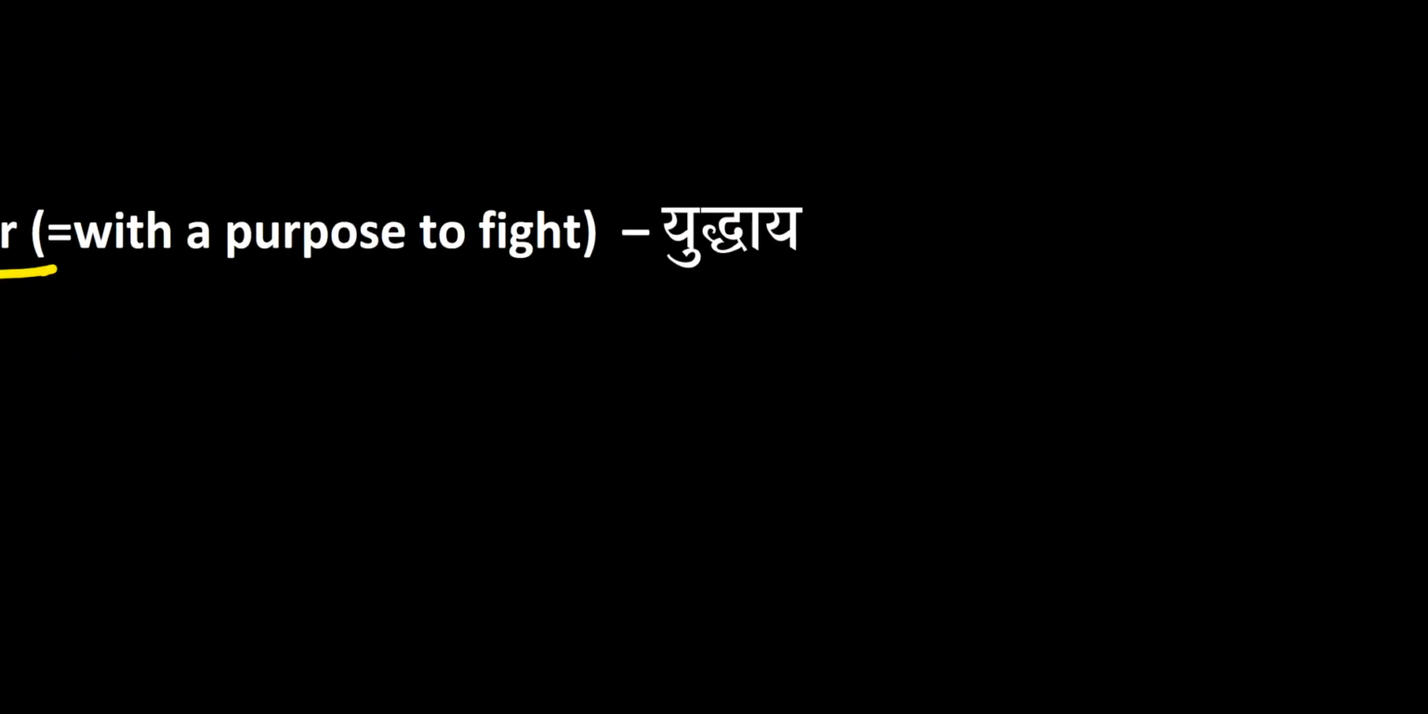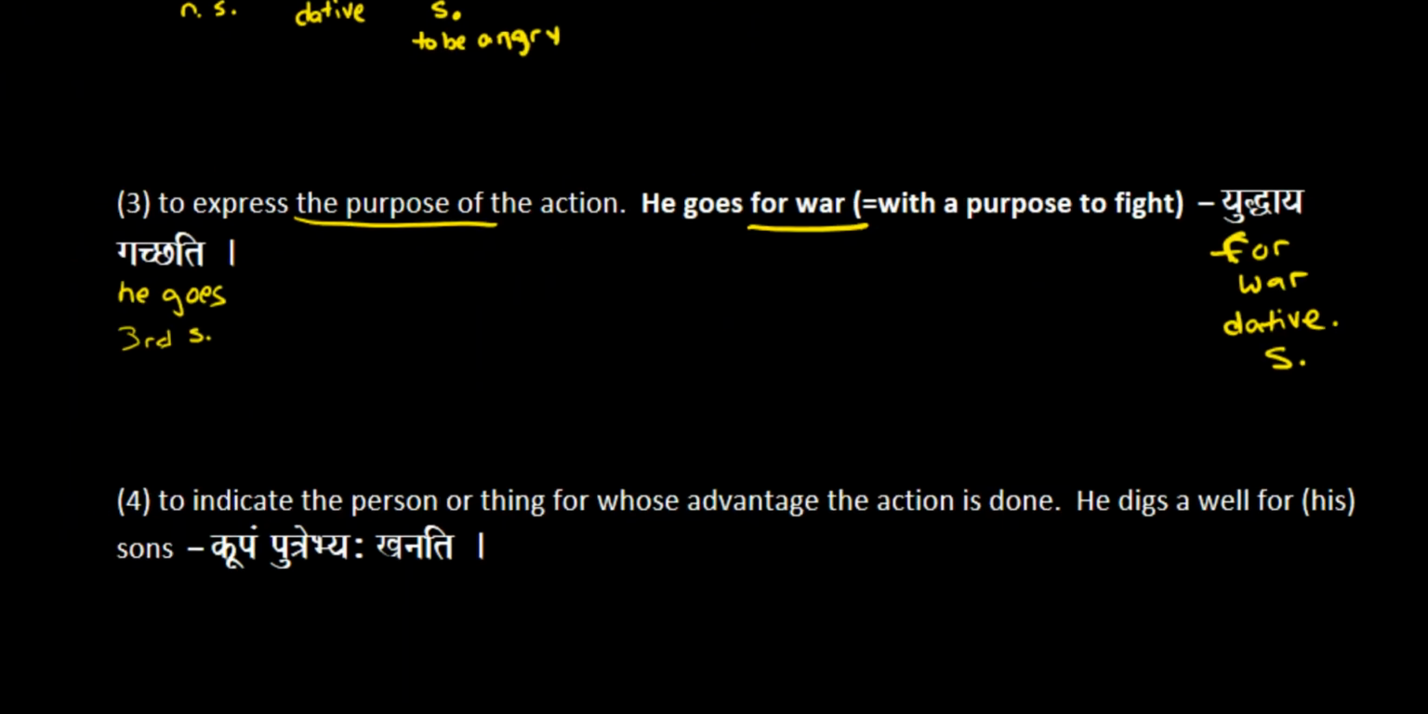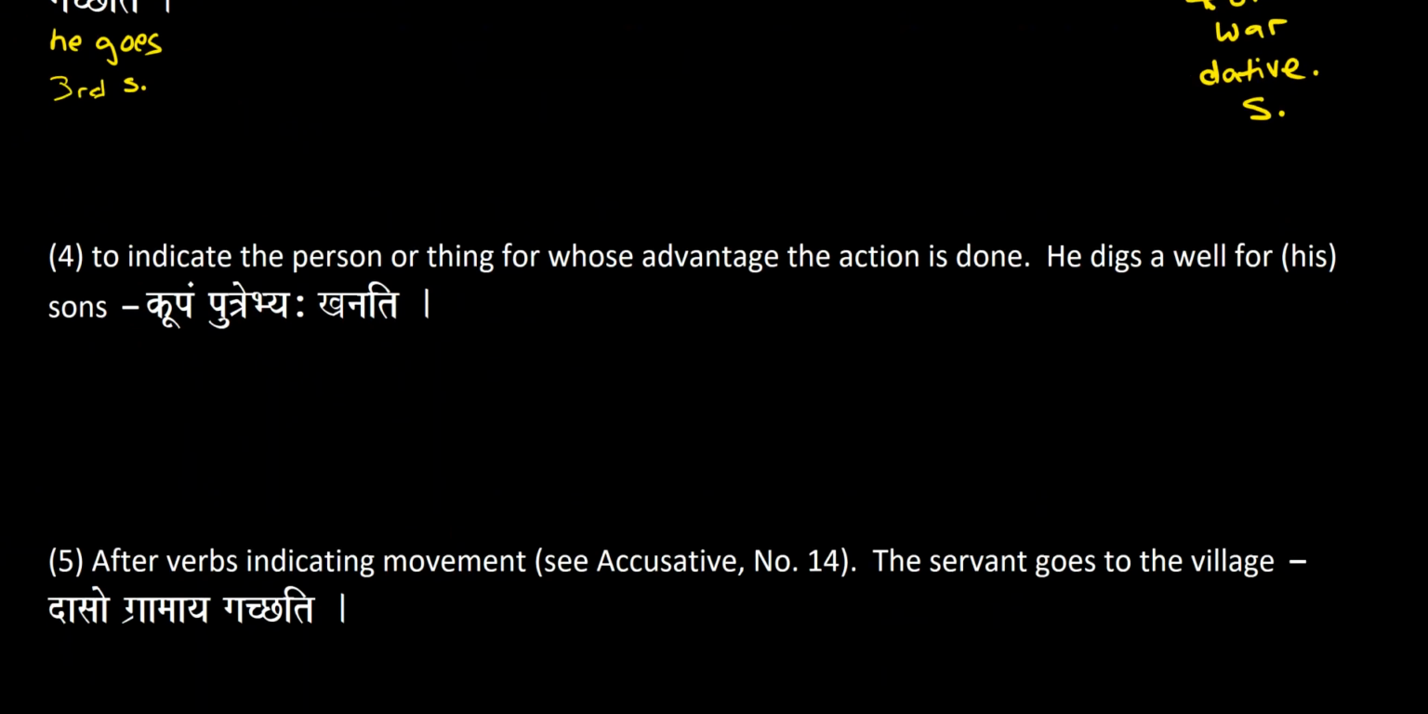And then Yudhaya gachati. He goes for war. This is for war, and this is dative singular. So Yudhaya gachati. He goes for war. Next example.